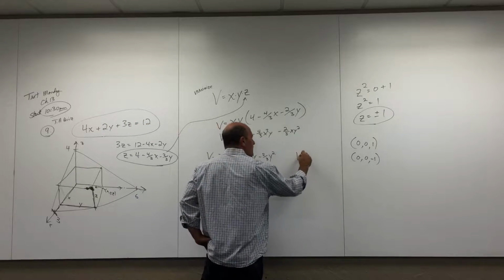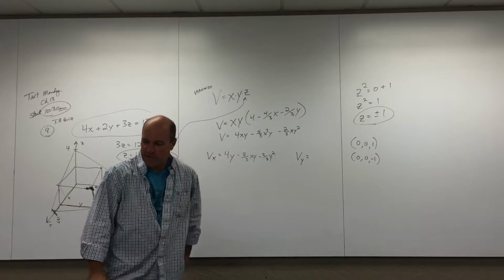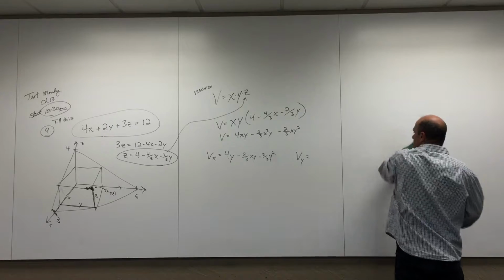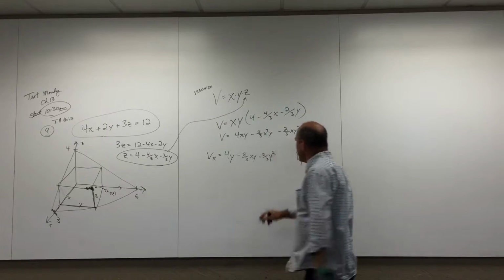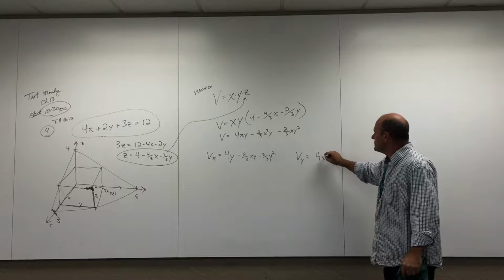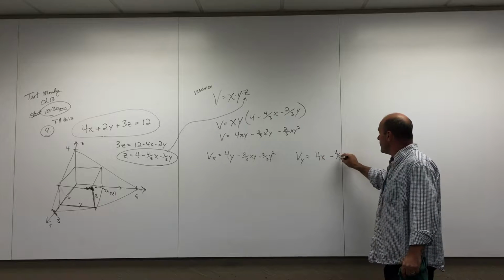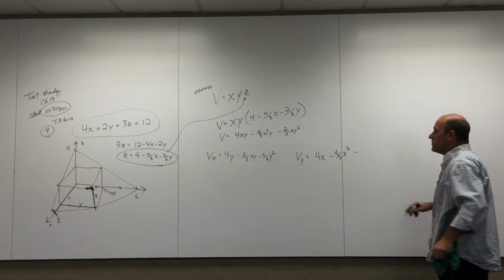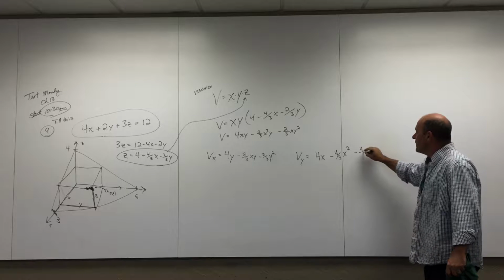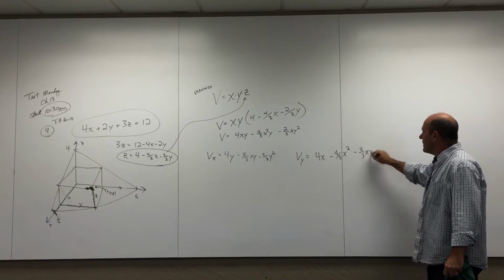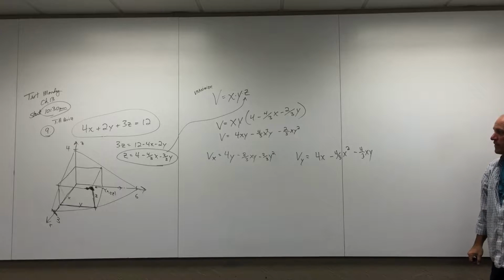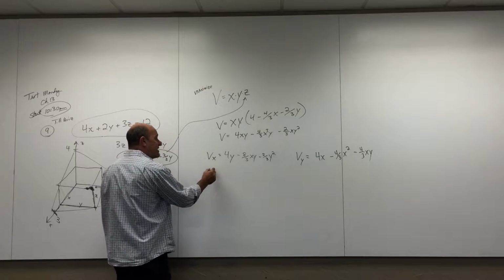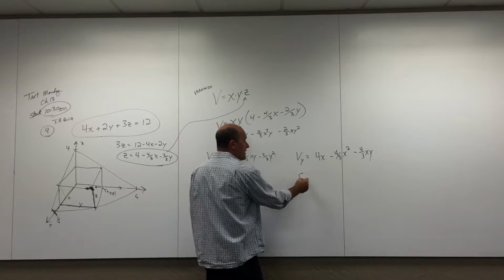Let's do Vy. Vy would be the derivative with respect to y. With respect to y, the derivative would be 4x minus 4/3 x squared minus 4/3 xy. Right. Derivative with respect to y. Okay, now what? Well, I'm looking for critical numbers. So now I set this equal to 0, and I set this equal to 0.